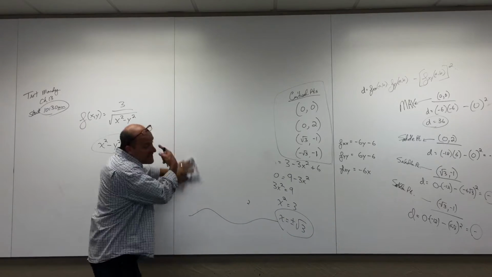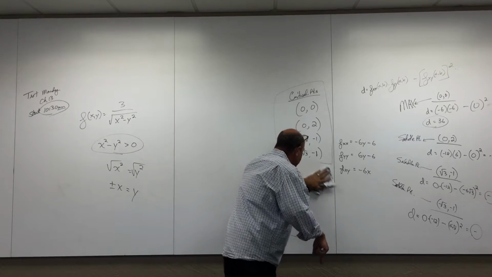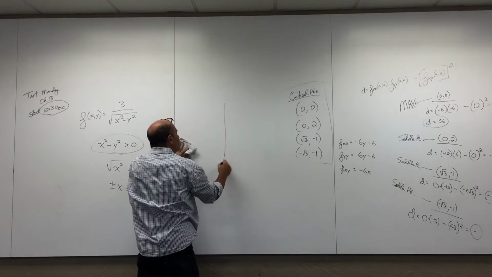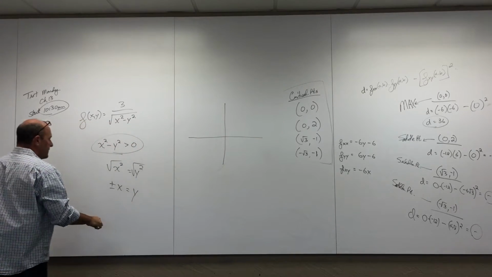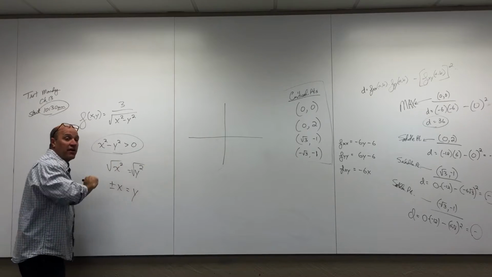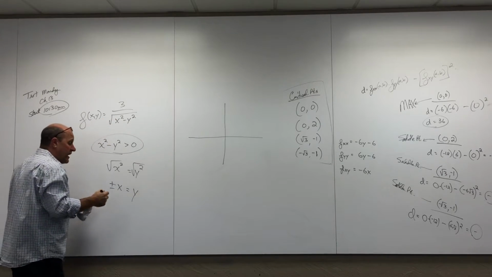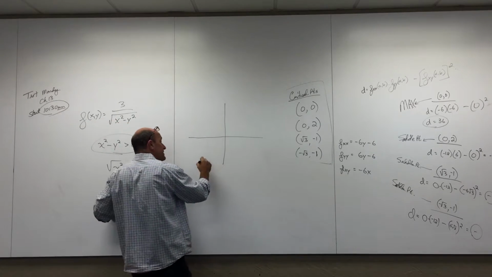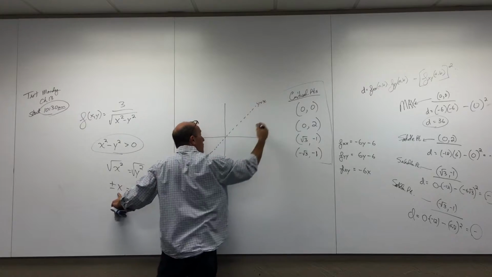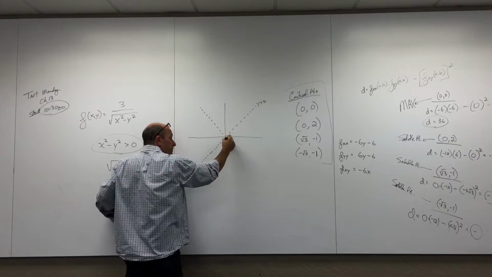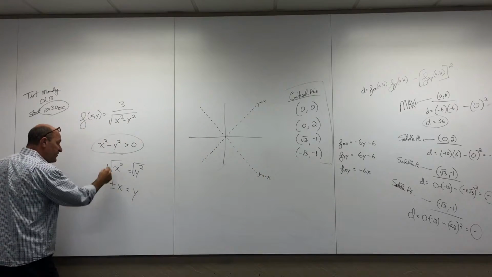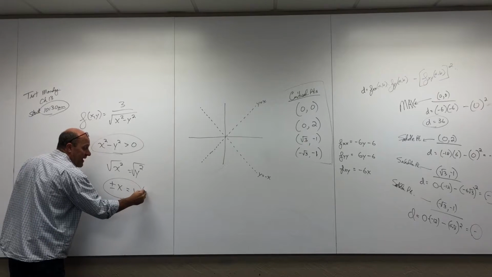Now, in my original inequality, was it allowed to be equal? No. Okay, so when I draw these, they're not supposed to be equal. So I'm not going to draw solid lines. I'm going to draw dashed lines. Y equals x is this. And y equals negative x is this. So what I've found here are the borders of my domain.